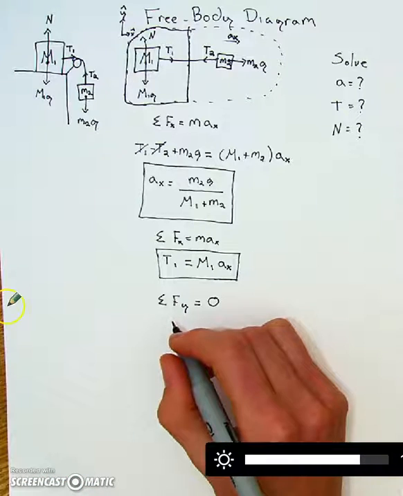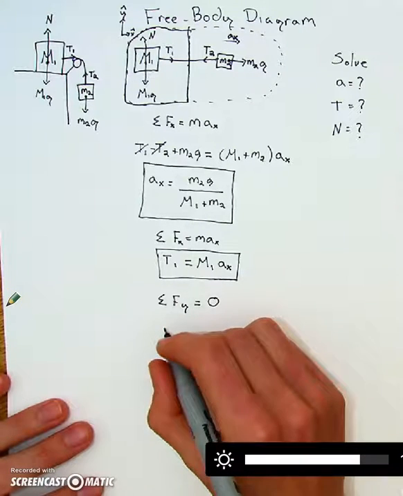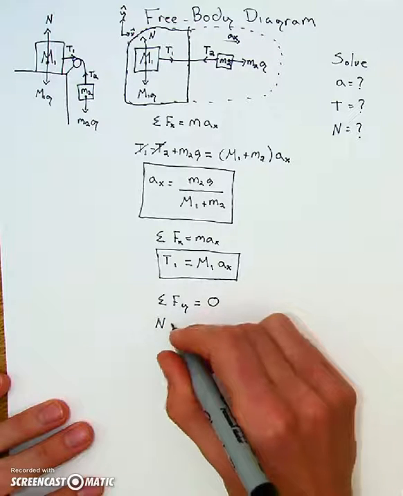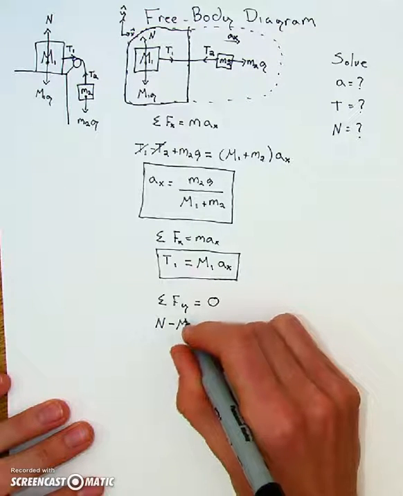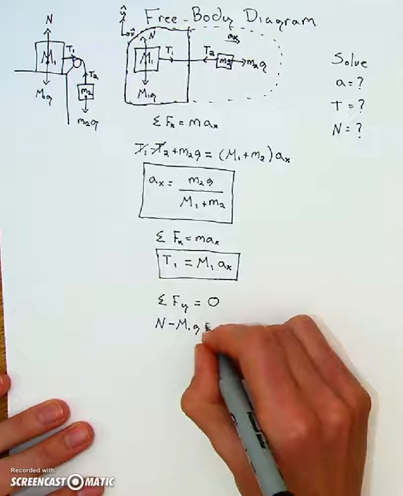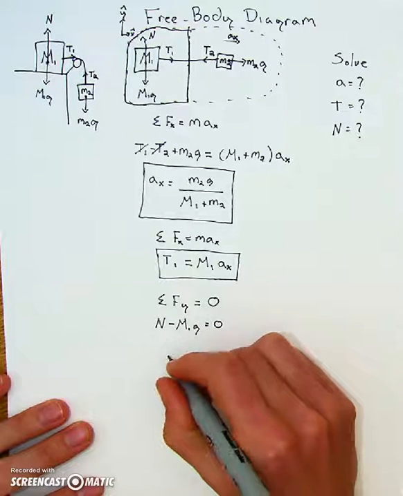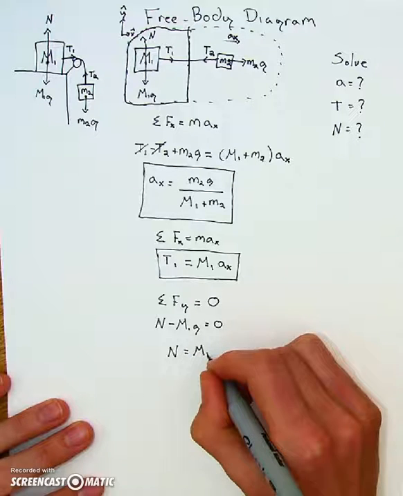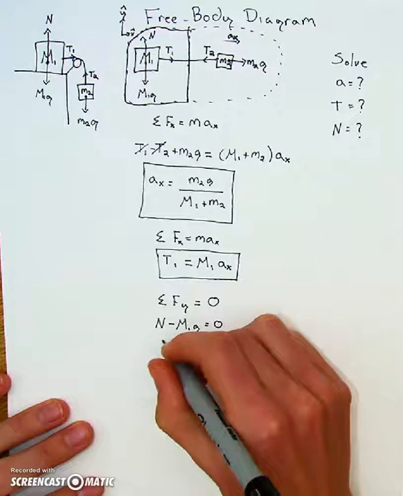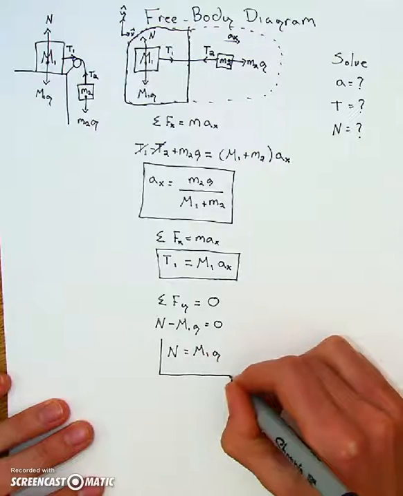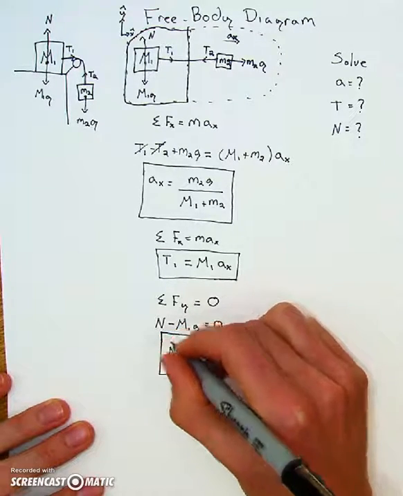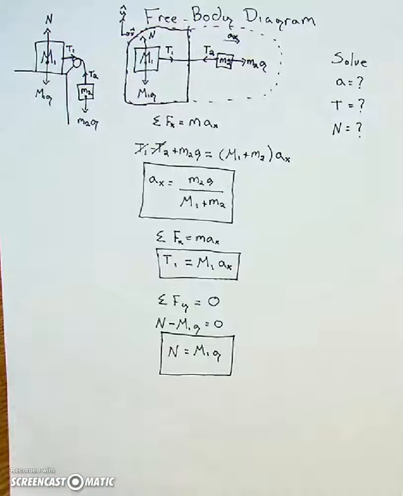So therefore we add all our forces. We have positive N minus M1G equals 0. So now we can solve for the normal force, where N equals M1 times G. There you go, and there you have it. Solve 3 variables with the help of a free body diagram.